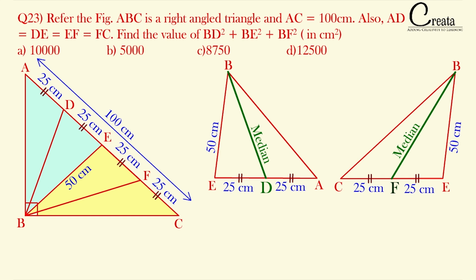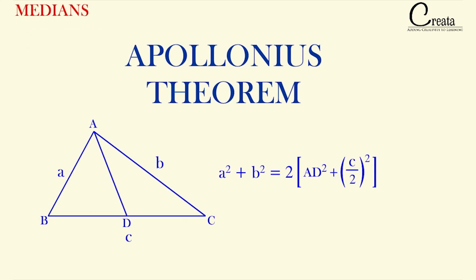Further, in the question we have to calculate the sum of square of these three line segments, that is BD square plus BE square plus BF square. Are you able to remember any concept or the formula which involves the length of the sides of the triangle and the length of the median? Do you remember any of the formula? The formula that I am talking about is the Apollonius theorem.